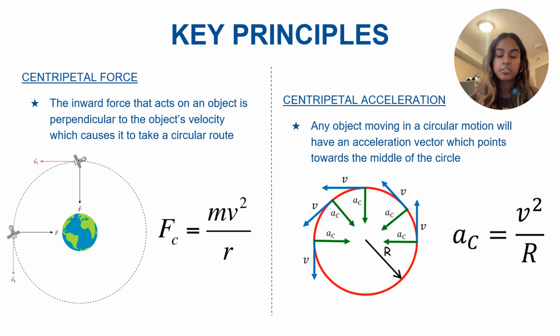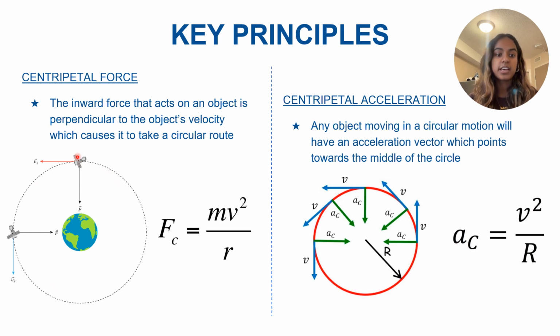The main principle we must understand for this question is the force that keeps the object moving along the circular path, which is also called centripetal force. Unlike typical motion, where the net force and the velocity are in the same direction, for centripetal force, the net force points towards the center of the circle and is perpendicular to the velocity of the object. This is the reason why it moves in a circular motion as shown in this diagram here.